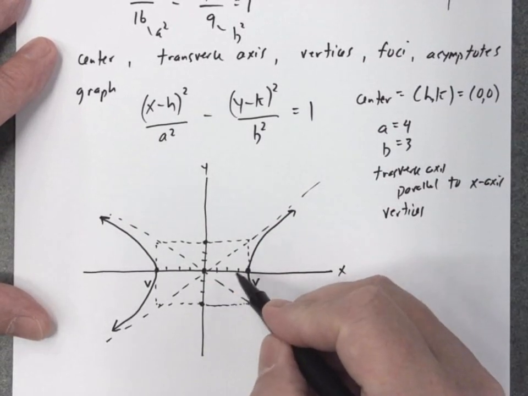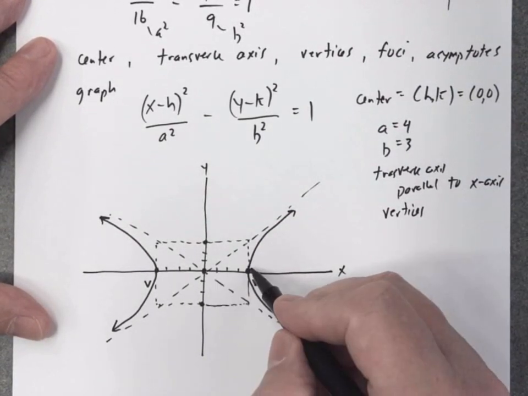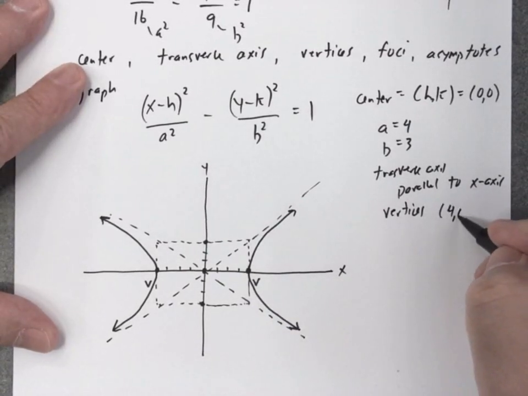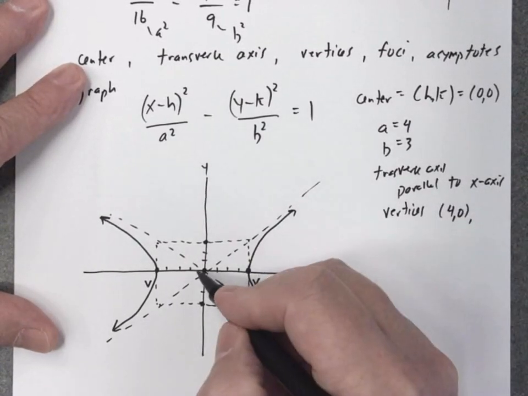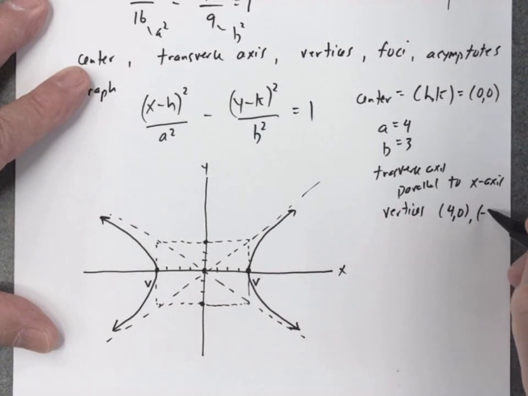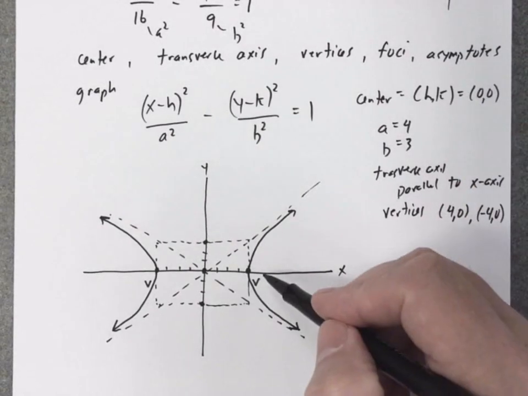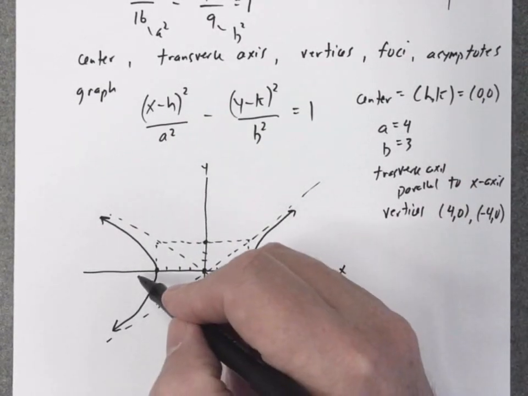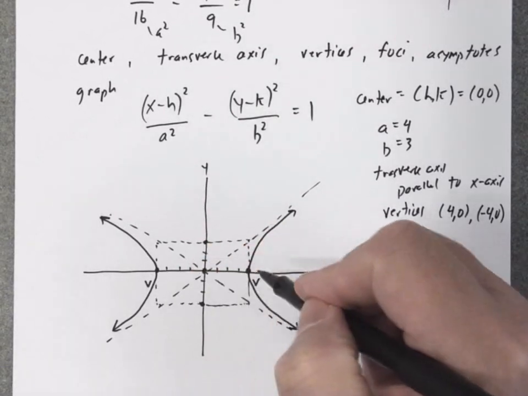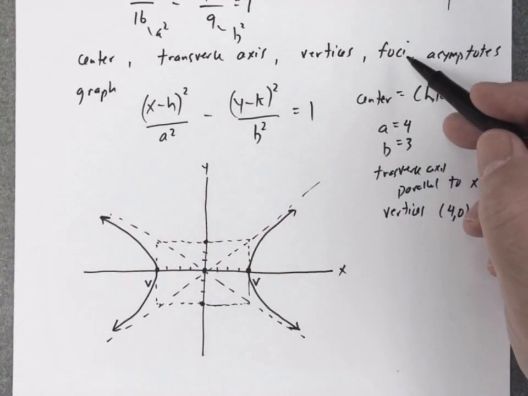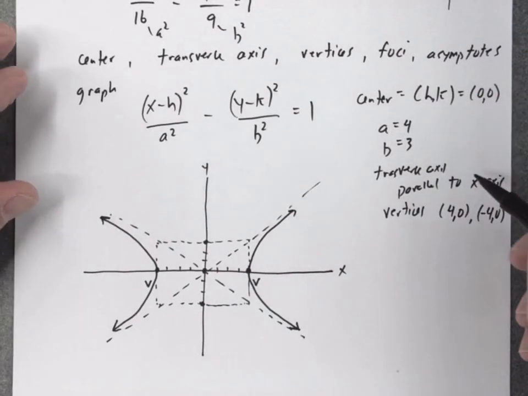These 2 points right here, from the origin, we had to move 4 to the right, so therefore that point is (4, 0). And then the other vertex, we had to move 4 to the left, so that point is (-4, 0). Now the two foci are what I call inside each half of the hyperbola. And the foci, we have to actually do that mathematically. Let's just go and do it.